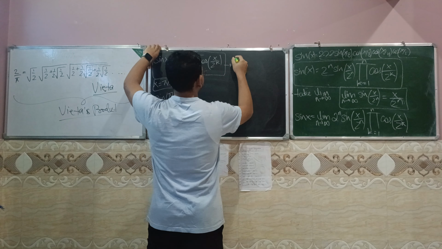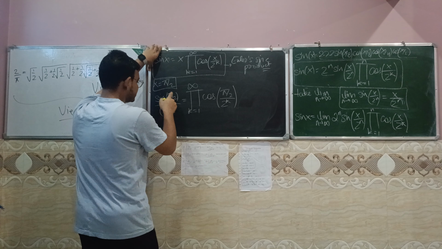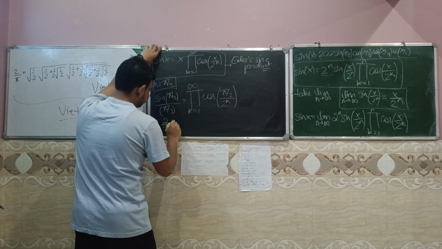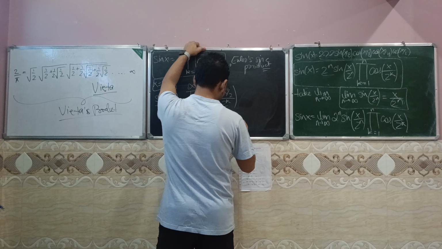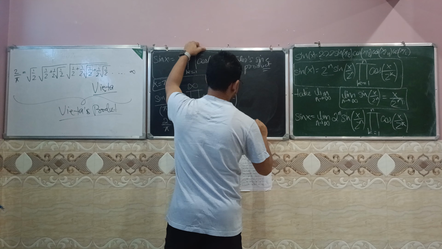So when you plug x equals pi over 2, the product becomes cosine of pi over 2 to the k, and sine of pi over 2 is 1, and this becomes 2 over pi equals, when you expand this, plugging k equals 1, cosine of pi over 4, times cosine of pi over 8, times cosine of pi over 16, and so on to infinity.